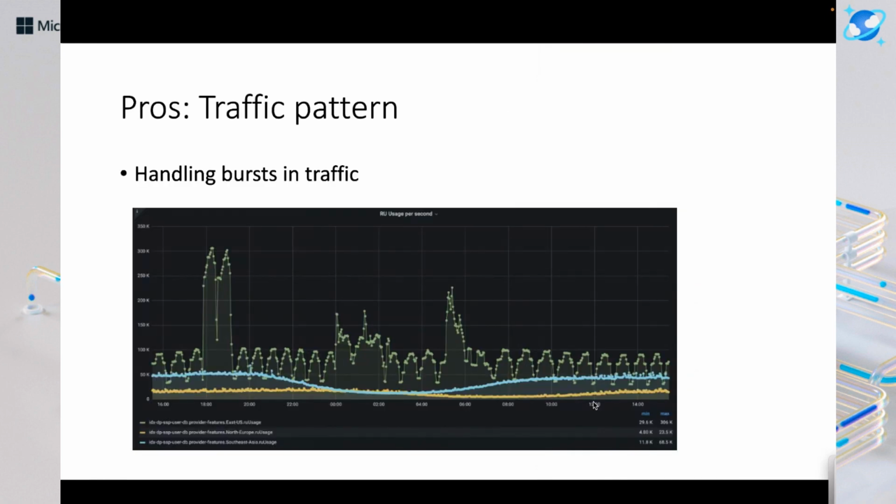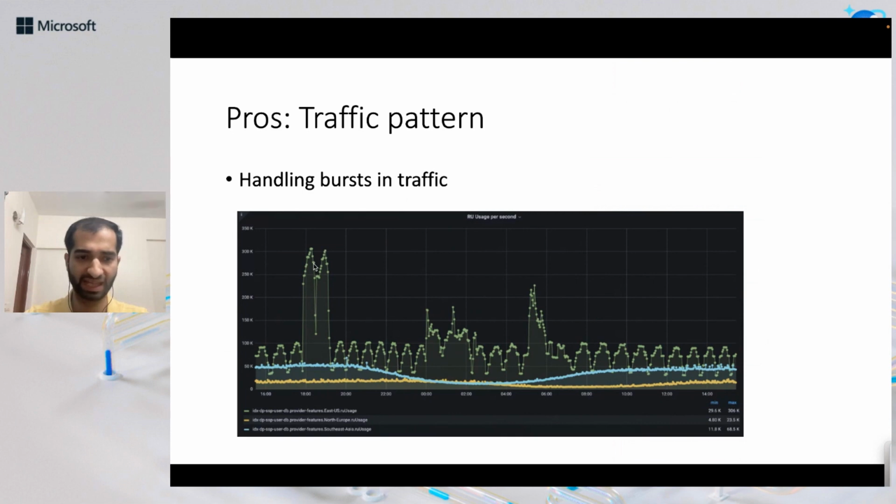So let's look at the benefits of this autoscaler. First of all, it is able to handle bursts in traffic. How does that happen? As you can see, these peaks have different heights. Each of these peaks basically corresponds to a different batch job, which is writing at a different QPS.